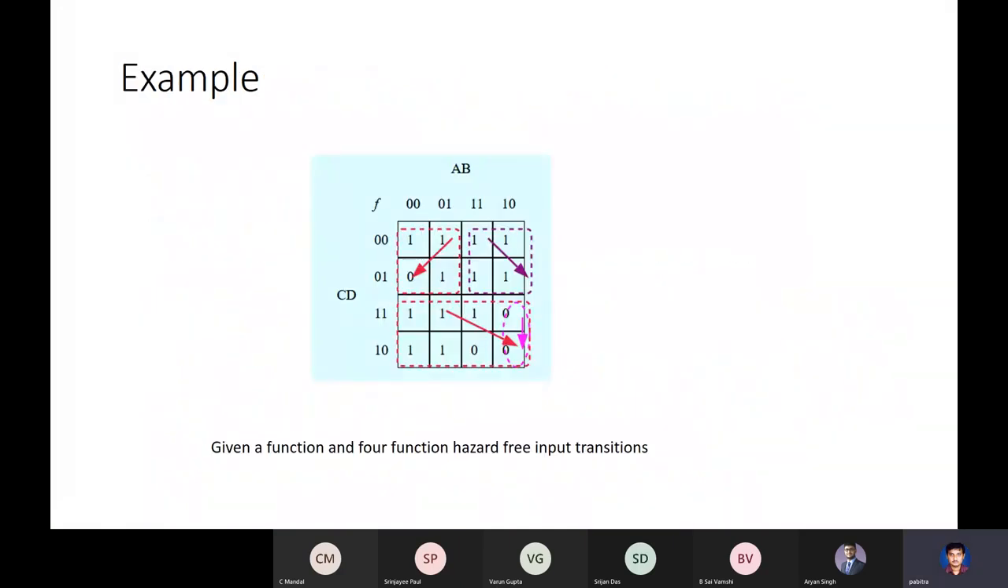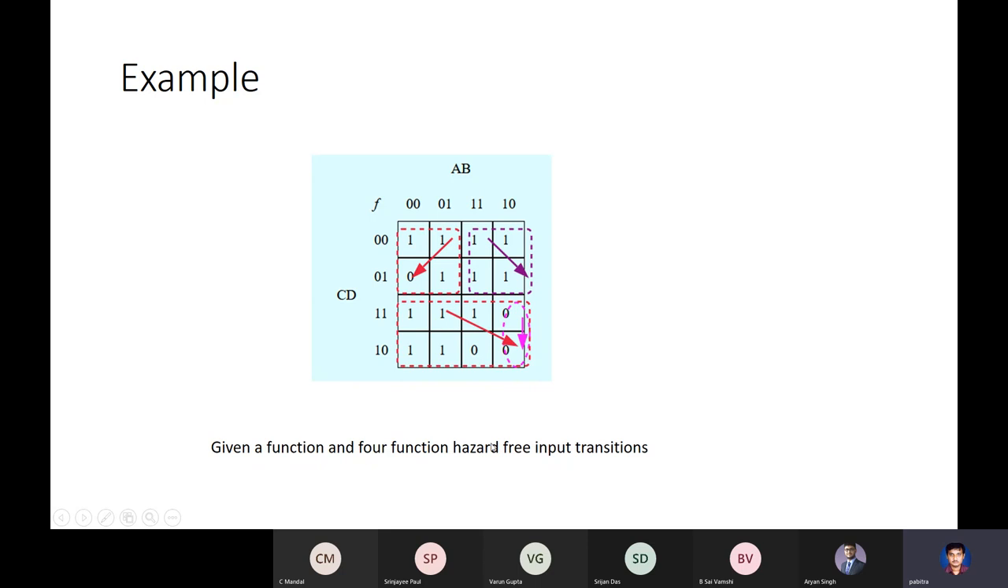Let's take this example. Typically in these design problems you will be given some function which you have to realize. You can be given an expression. We have written it down as a Karnaugh map, and then you will be given some transitions, some MIC or SIC. Here there are MIC transitions that are possible in the circuit. Given the function as well as the transitions, you have to make a minimal hazard-free realization of this function.